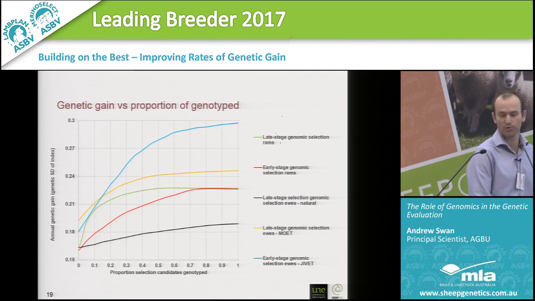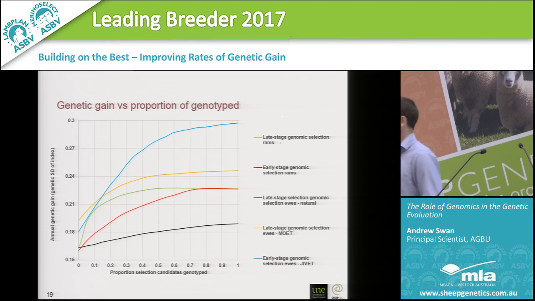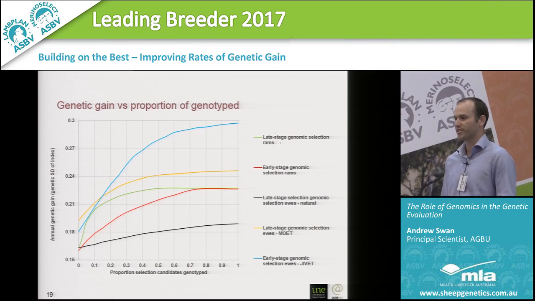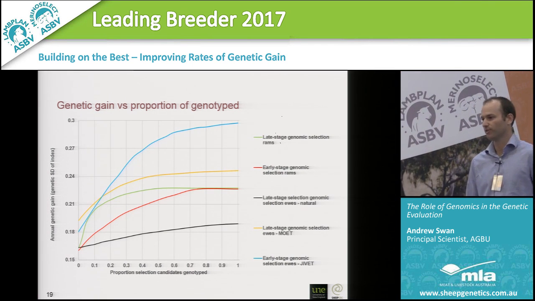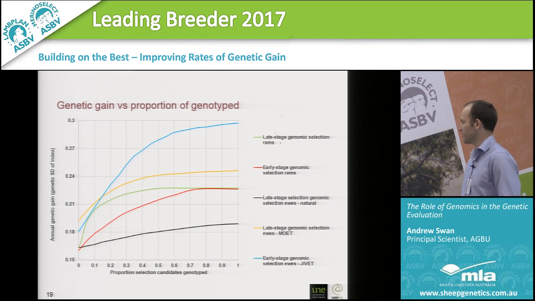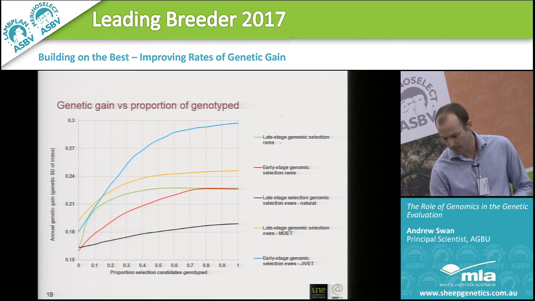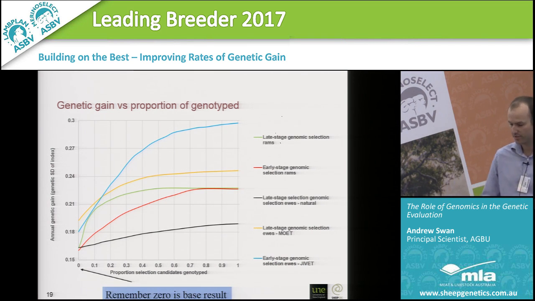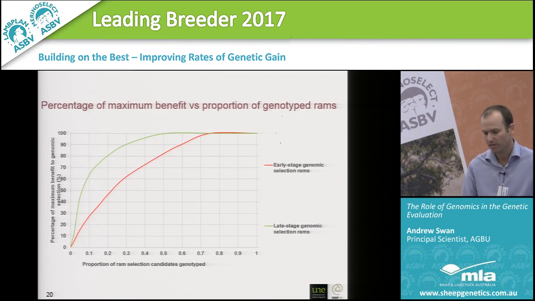But we can see that GIVIT quickly overtakes mowat because we're significantly lowering the generation interval while having decent, or having some selection accuracy via genomic testing. So what does that look like? Just remembering that I've already covered that, don't worry about that. So what's the percentage of maximum benefit versus the proportion of genotyped individuals?